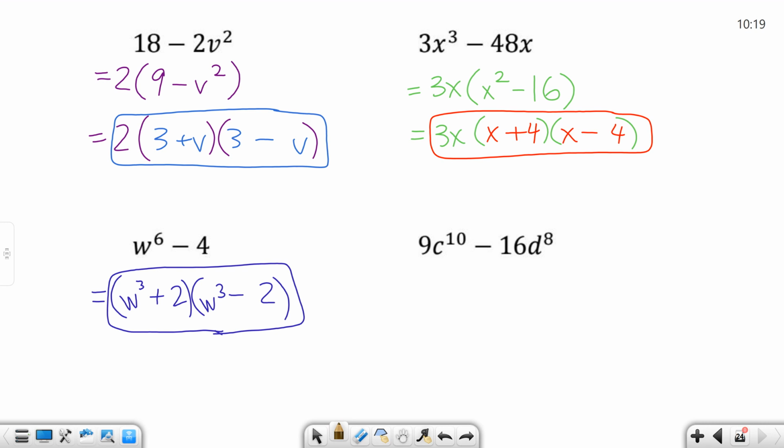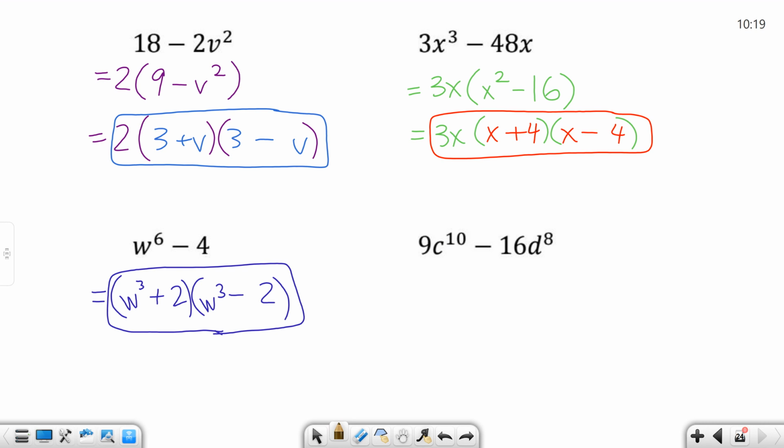All right? So then 9c to the 10th minus 16d to the 8th. All right, so here, two terms. Is there a GCF? Nope. So do we have difference of squares? Well, that's two terms. The signs are different. Those are perfect squares, and the powers are even. So it meets all the criteria.